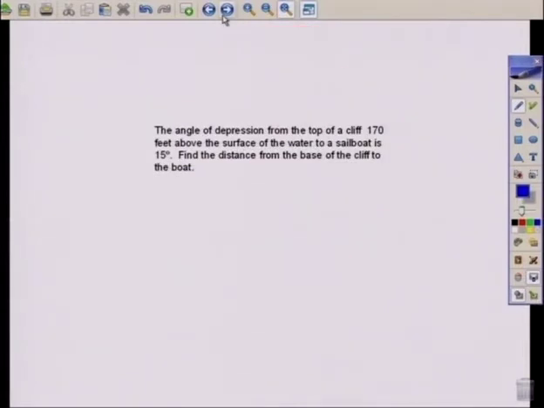So, applied problem: the angle of depression from the top of a cliff 170 feet above the surface of the water to a sailboat is 15 degrees. Find the distance from the base of the cliff to the boat. No picture is given, so I would always start by drawing a picture to represent the situation. So we know we have a cliff, and from the top of the cliff down to a boat in the water. So here's our water, here's our boat.